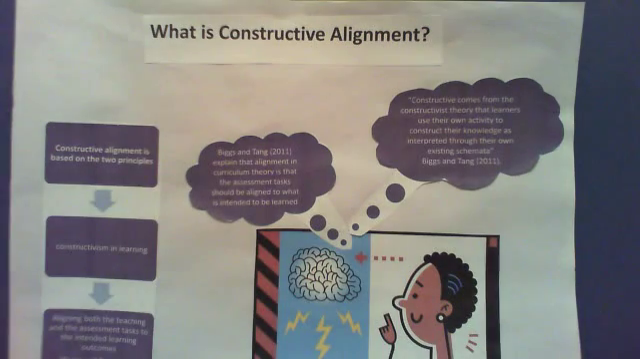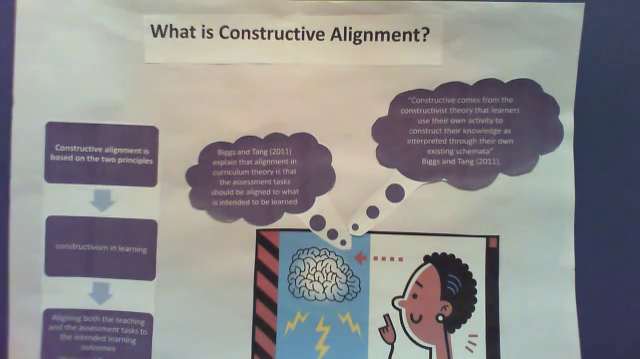Constructive alignment is based on 2 principles: constructivism in learning and aligning both the teaching and the assessment tasks to the intended learning outcome. Biggs and Tang state that constructive comes from the constructivist theory that learners use their own activity to construct their knowledge as interpreted through their own existing schemata. They then go on to explain that alignment in curriculum theory is that the assessment task should be aligned to what is intended to be learned.